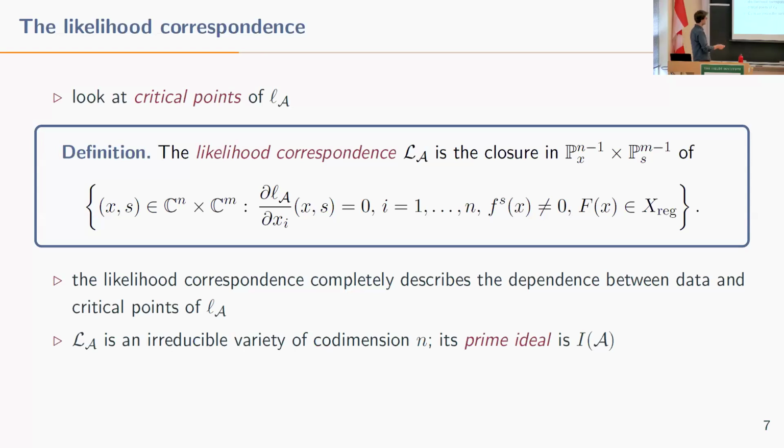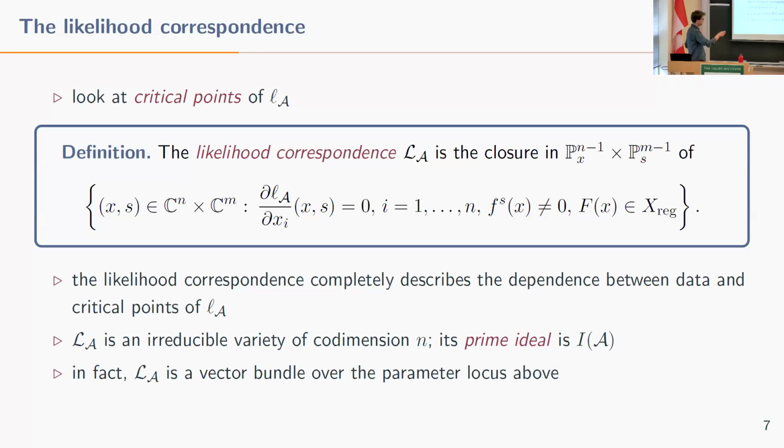And it's not too hard to show that this variety is irreducible of codimension n. Remember, n is the number of variables, and it's always codimension n. And the prime ideal is what I denote by I of A, and this is the likelihood ideal. And the goal of this talk basically is to describe this likelihood ideal so that we have a complete description of our likelihood correspondence.